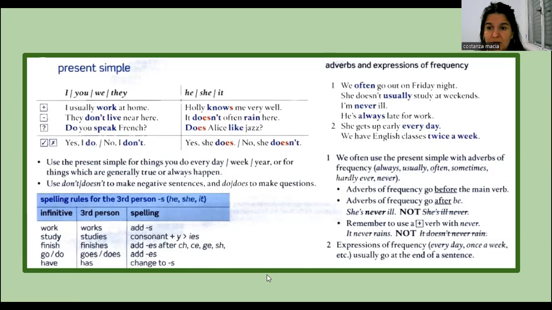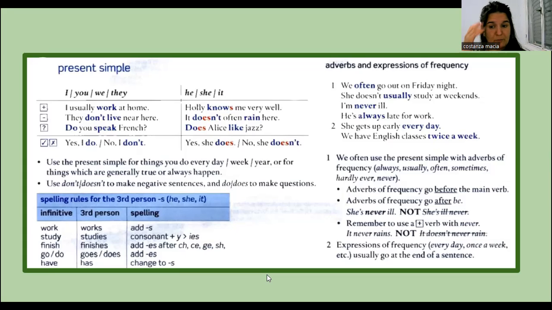Okay, we often use adverbs and expressions of frequency with the verb, like often. We often go out on Friday night. Usually, she doesn't usually study at weekends. Never, I'm never ill, and always. He's always late for work. Or time expressions like every day or twice a week or once a week or whatever.